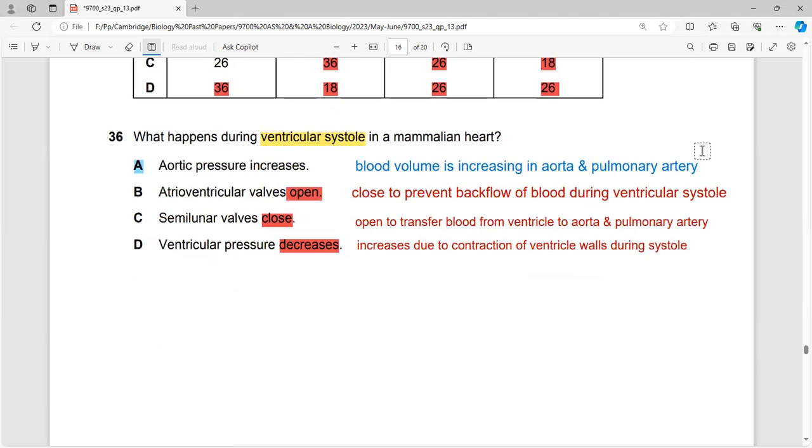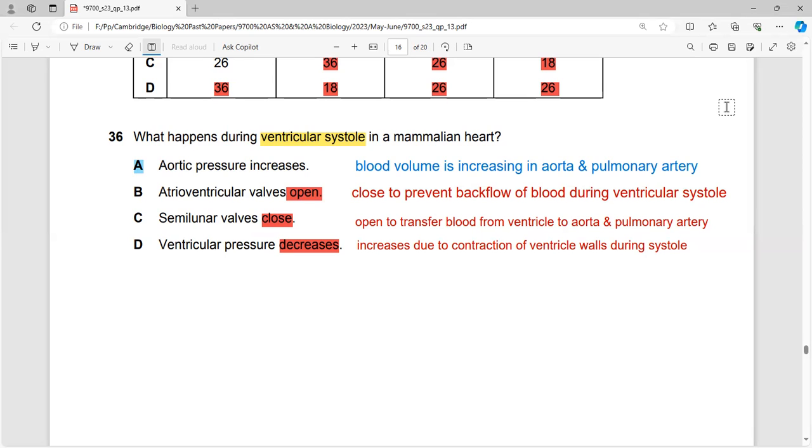We're going to proceed to question number 36. What happens during ventricular systole in the mammalian heart? Ventricular systole means the ventricle is contracting and pumping blood from the ventricle to the aorta and pulmonary artery. In this way, the aortic pressure is increasing. Why? Because the blood is being transferred from the ventricle to the aorta. So if the blood volume is increasing, the pressure is increasing. So A is our correct option.